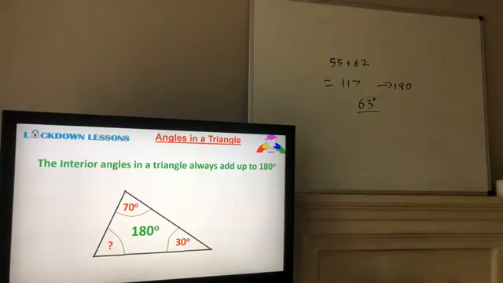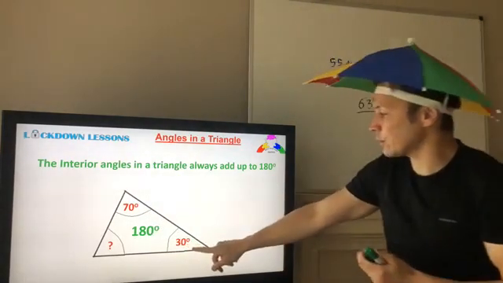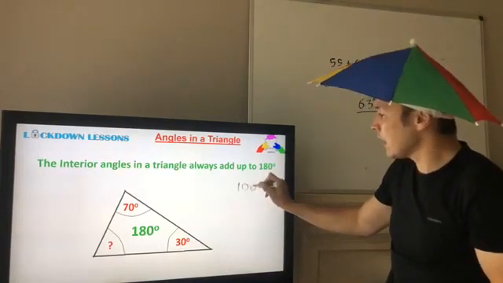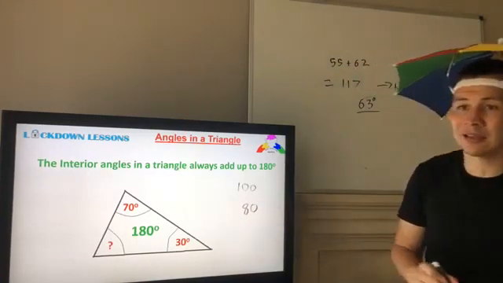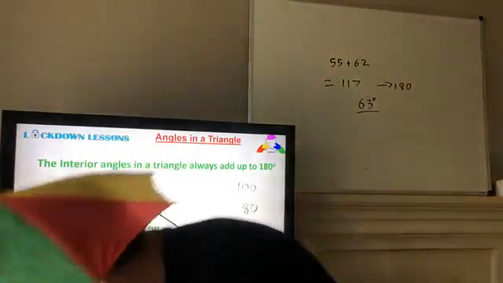Okay, have you managed that one? Yeah. Okay, so we would do 70 plus 30 to give us 100. So we got our 100. And then we get to 180 from there, so we need 80 more. So it has to be 80 degrees for that one there. So let's have a quick go at some questions on that.